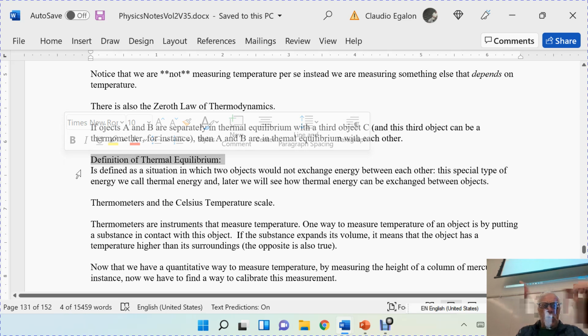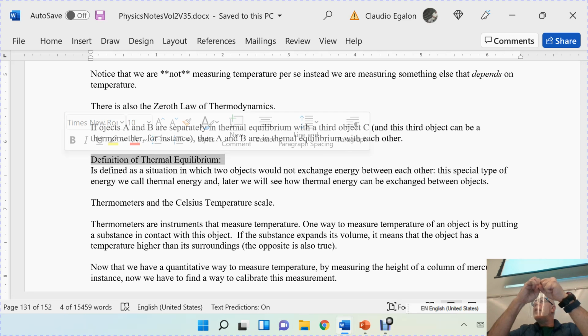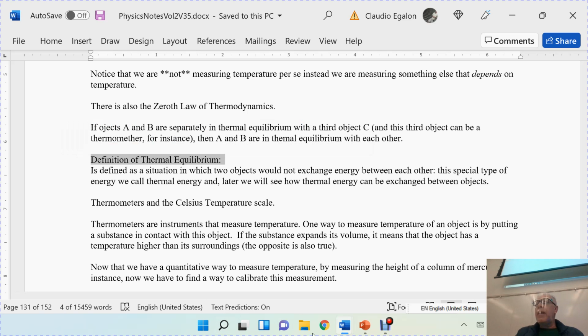If two objects have different temperatures, there will be an exchange of thermal energy through heat, if they are in thermal contact with one another. If they are the same temperature, there will be no exchange of thermal energy. There will be no heat transferred. And that's an important difference between energy and heat. Let me write that down here for you.